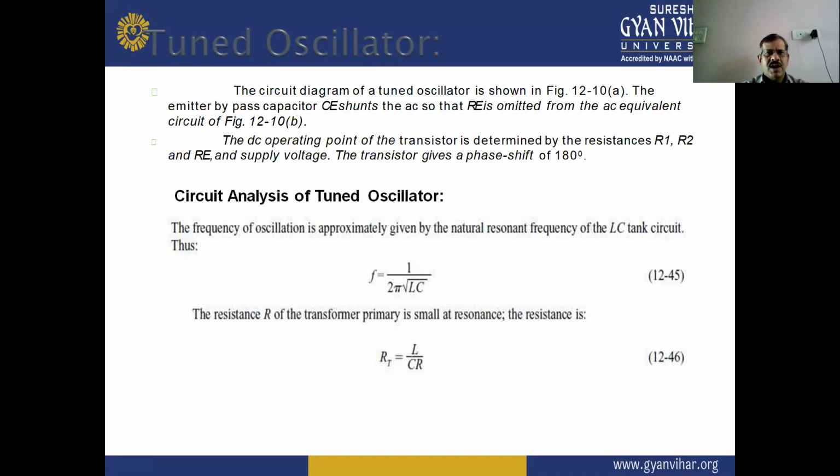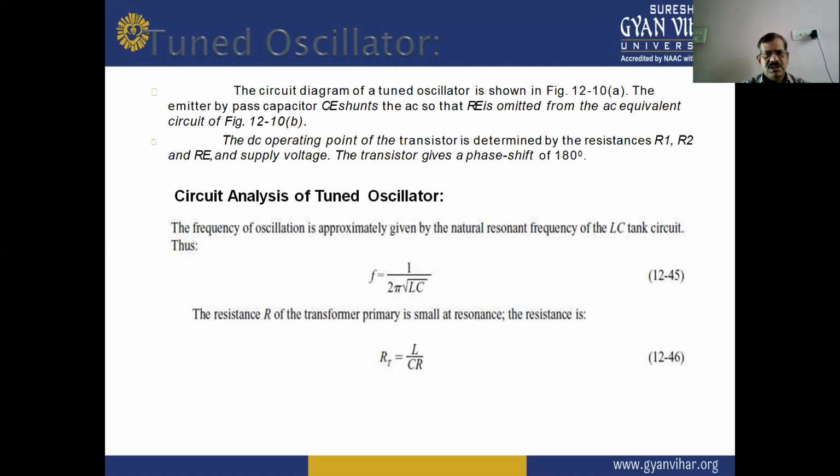In this circuit diagram of the tuned oscillator, the emitter bypass capacitor CE shunts the AC, so the emitter resistance is omitted from the AC equivalent circuit in the second figure. The DC operating point of the transistor is determined by the resistances R1, R2, the emitter resistance RE, and the supply voltage. The transistor gives a phase shift of 180 degrees.